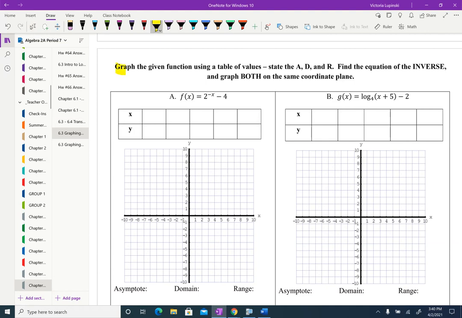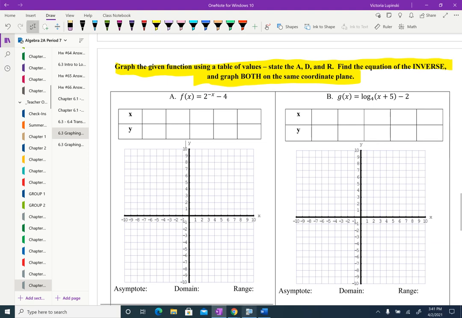So you are given a function, you are going to graph it by making a table of values. You're going to tell me the asymptote, the domain, and the range. Then you're going to graph it. Then you're going to find the equation of the inverse, and you're going to graph both of them on the same coordinate plane. So on A, we're going to start with the exponential and then find the logarithmic inverse. And then in B, we're going to do the opposite.